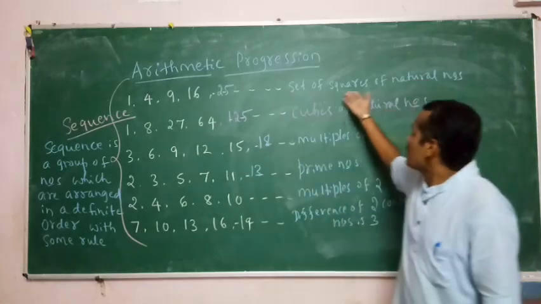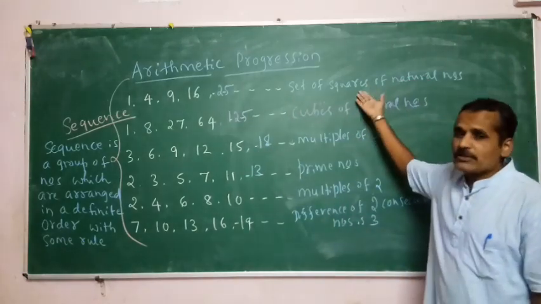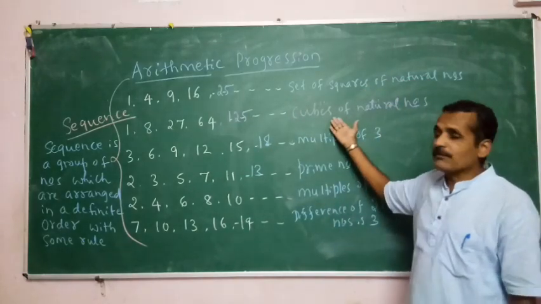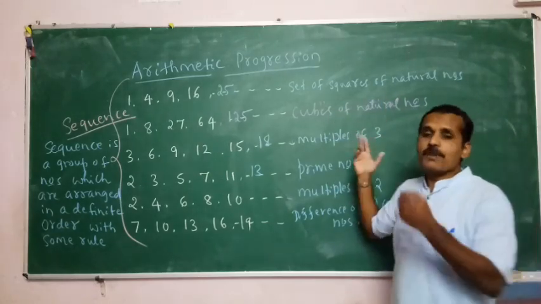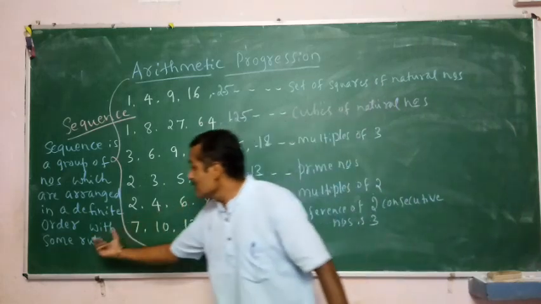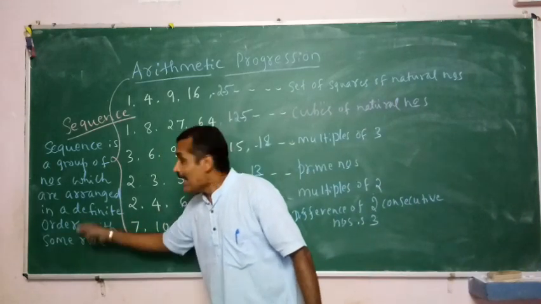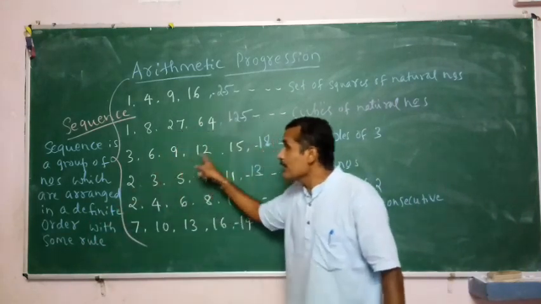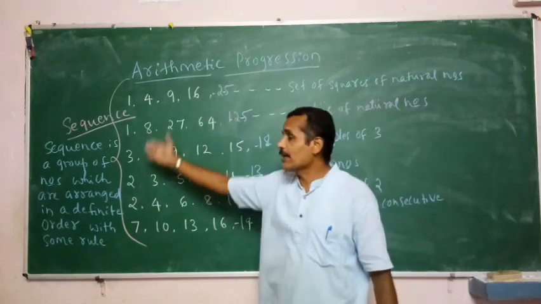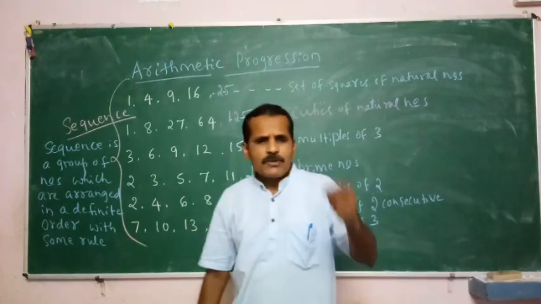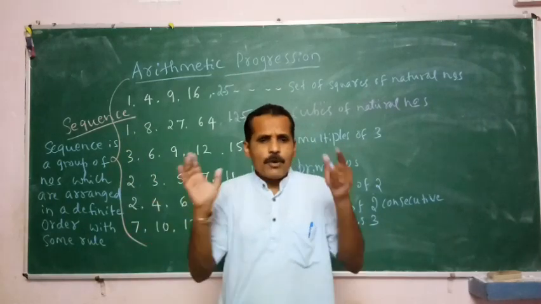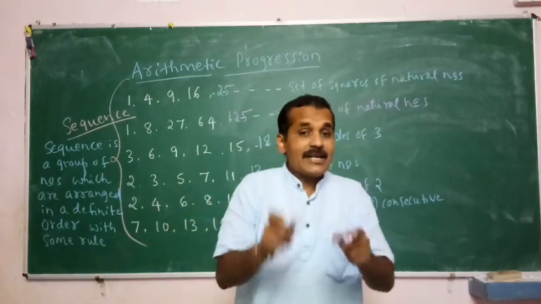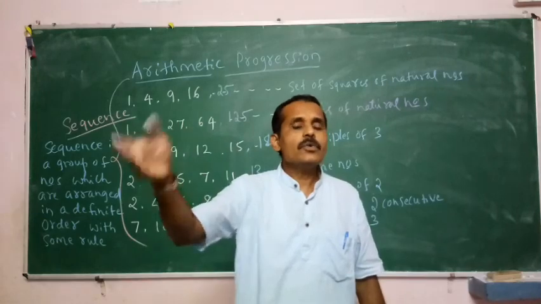And what are the rules I have written here? They are the squares of natural numbers, the cubes of natural numbers, the multiples of 3, multiples of 2, prime numbers. These are all the rules. And the numbers are arranged in a definite order, and these are called sequences. So first thing you should understand is what a sequence is. A sequence is a group of numbers which are arranged in a definite order with some rule.